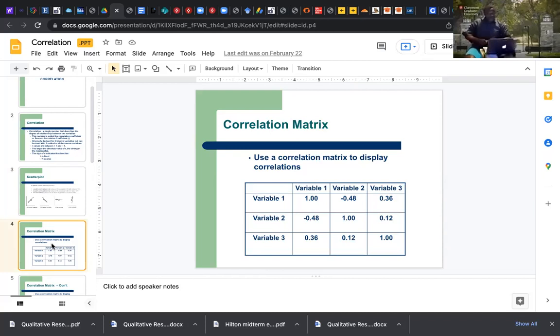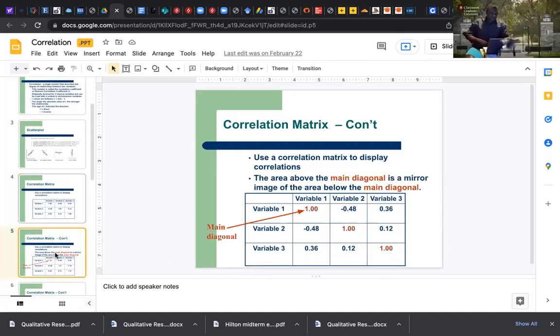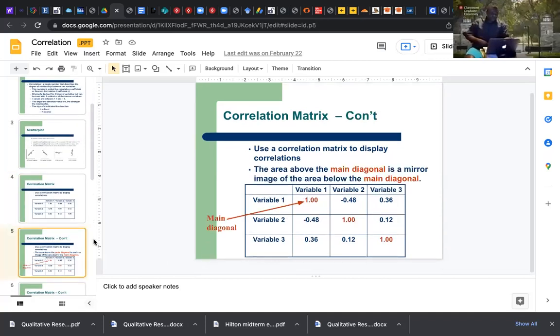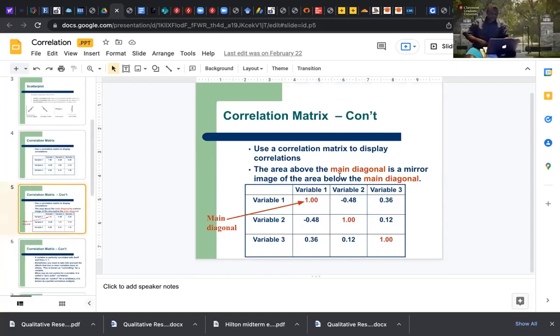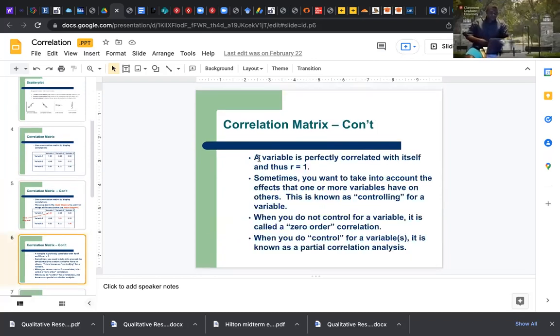The dependent variable is most of the time a numerical variable at the interval ratio level. It's always a numerical variable, the dependent variable. But the independent variables are usually categorical variables. So we use a correlation matrix to display the correlation. A variable is perfectly correlated if R equals 1. Yeah, perfect correlation.